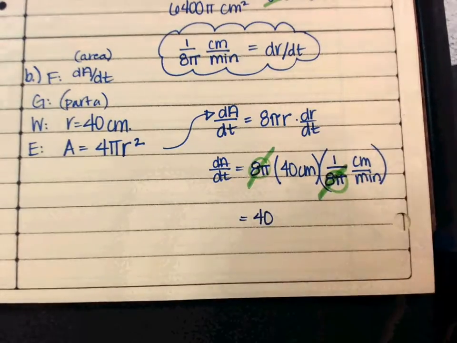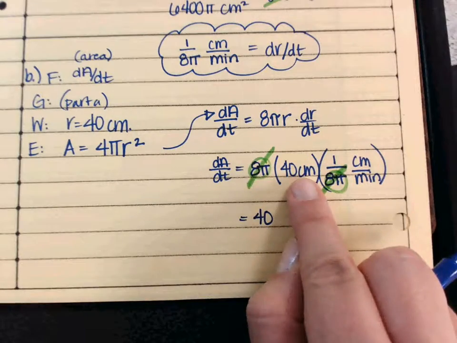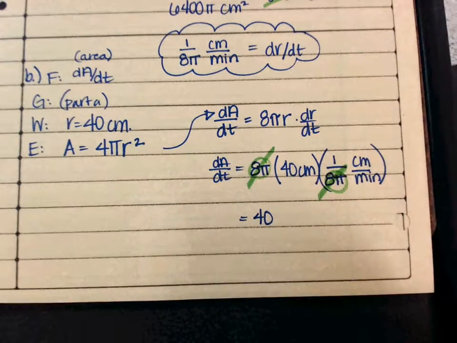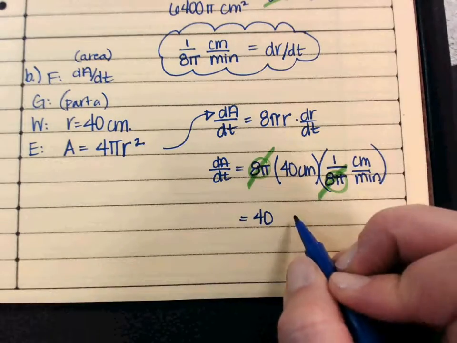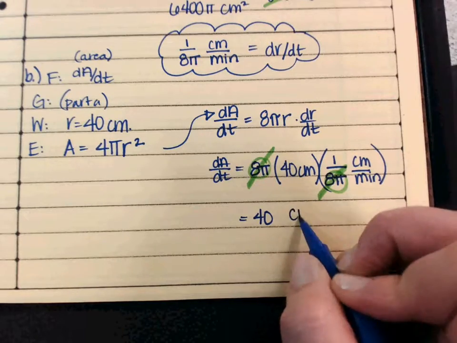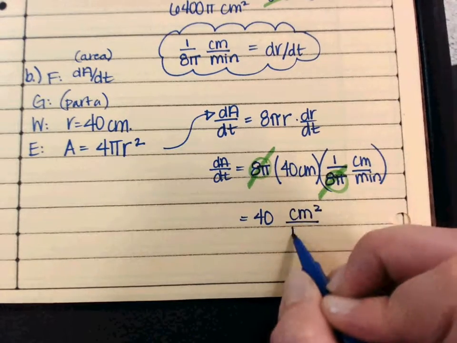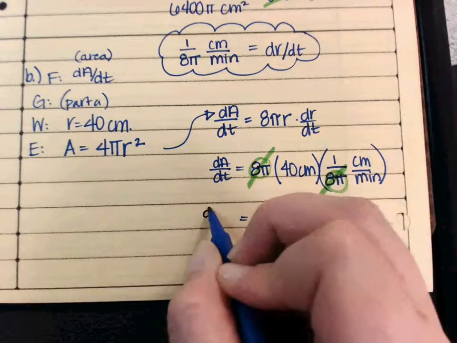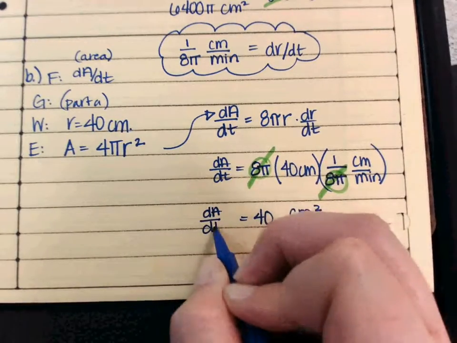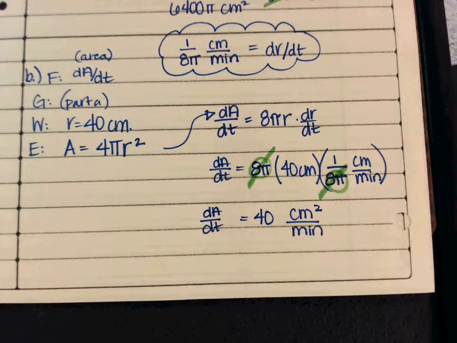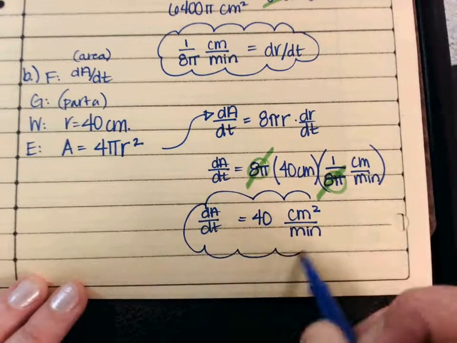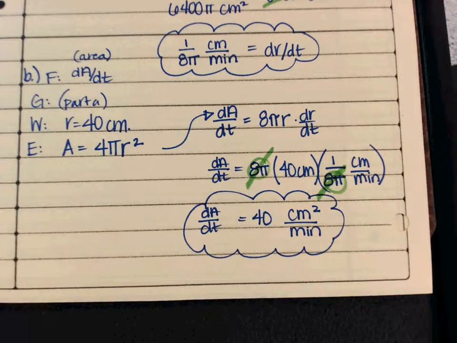Now let's talk about units. I have centimeters multiplied by centimeters per minute. Centimeters squared per minute. Okay, now question, does that make sense for dA/dt if I'm measuring area that I got square centimeters? Yes. Good. Okay, next one that we are going to do is going to be your grain silo, a cylindrical grain silo.